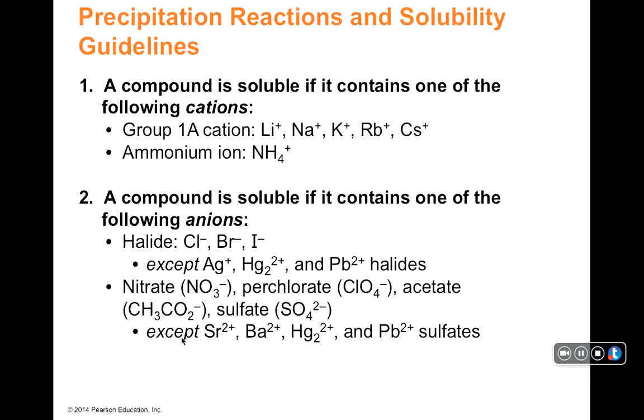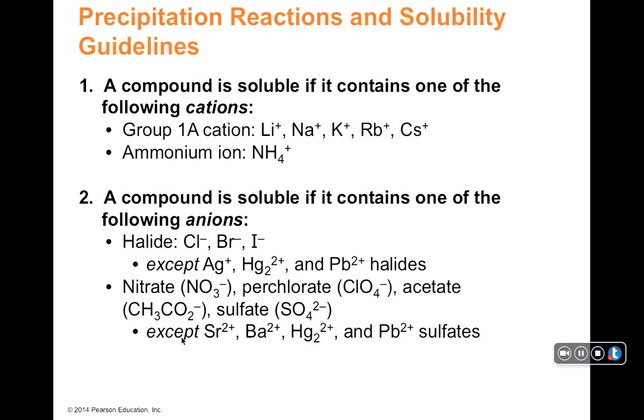The exceptions that you see, I'll just talk through that. So it says a compound is soluble if it contains one of the following anions. You see halide, chlorine, bromine, iodine. And under that, except silver +1, mercury +2, and lead +2 halides. So that means that if you have the silver, mercury, or lead halides, they would not be soluble, and so that means that they would precipitate. Okay, so you have to kind of piece these things together. If something is soluble, it means it stays in aqueous solution. If it's not soluble, that means it's going to fall out of solution and precipitate out.